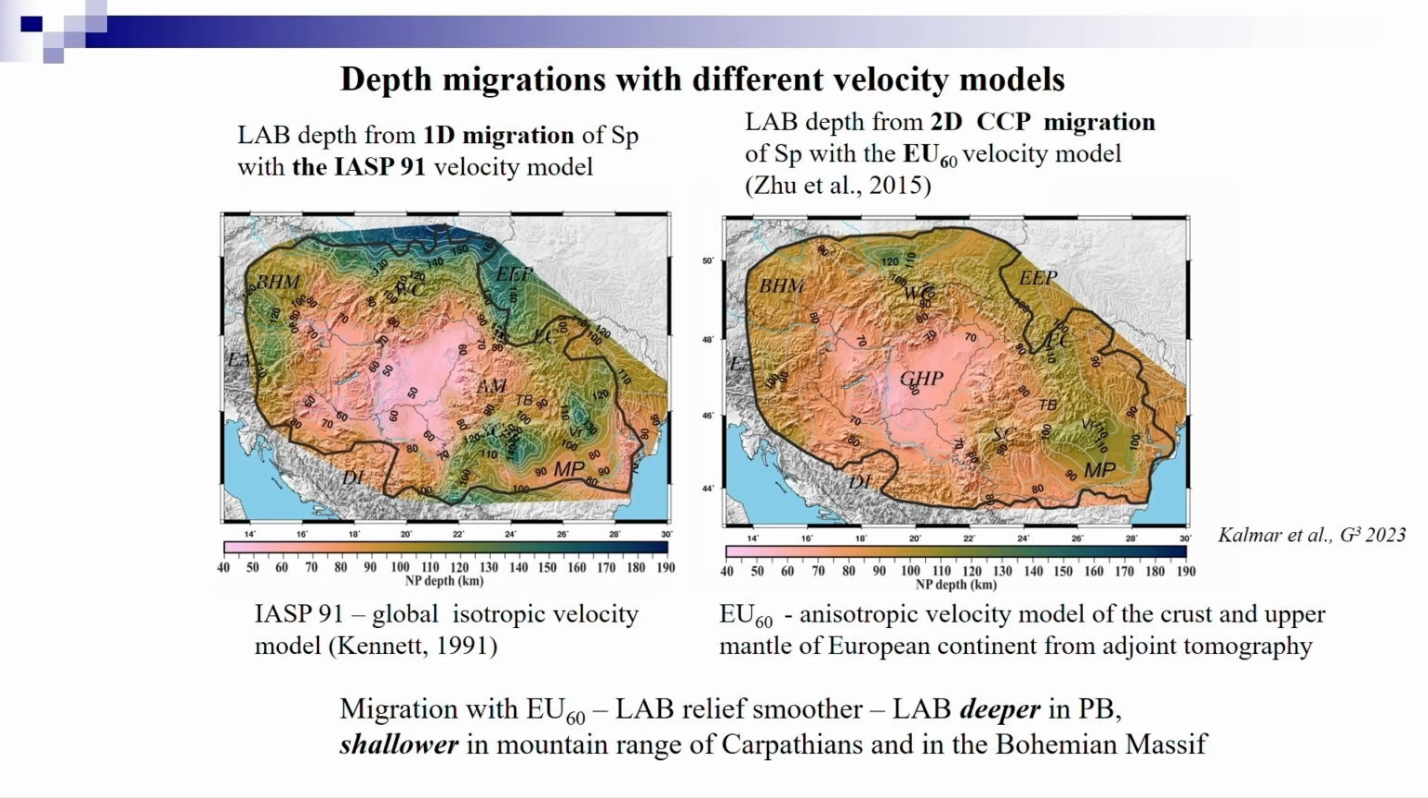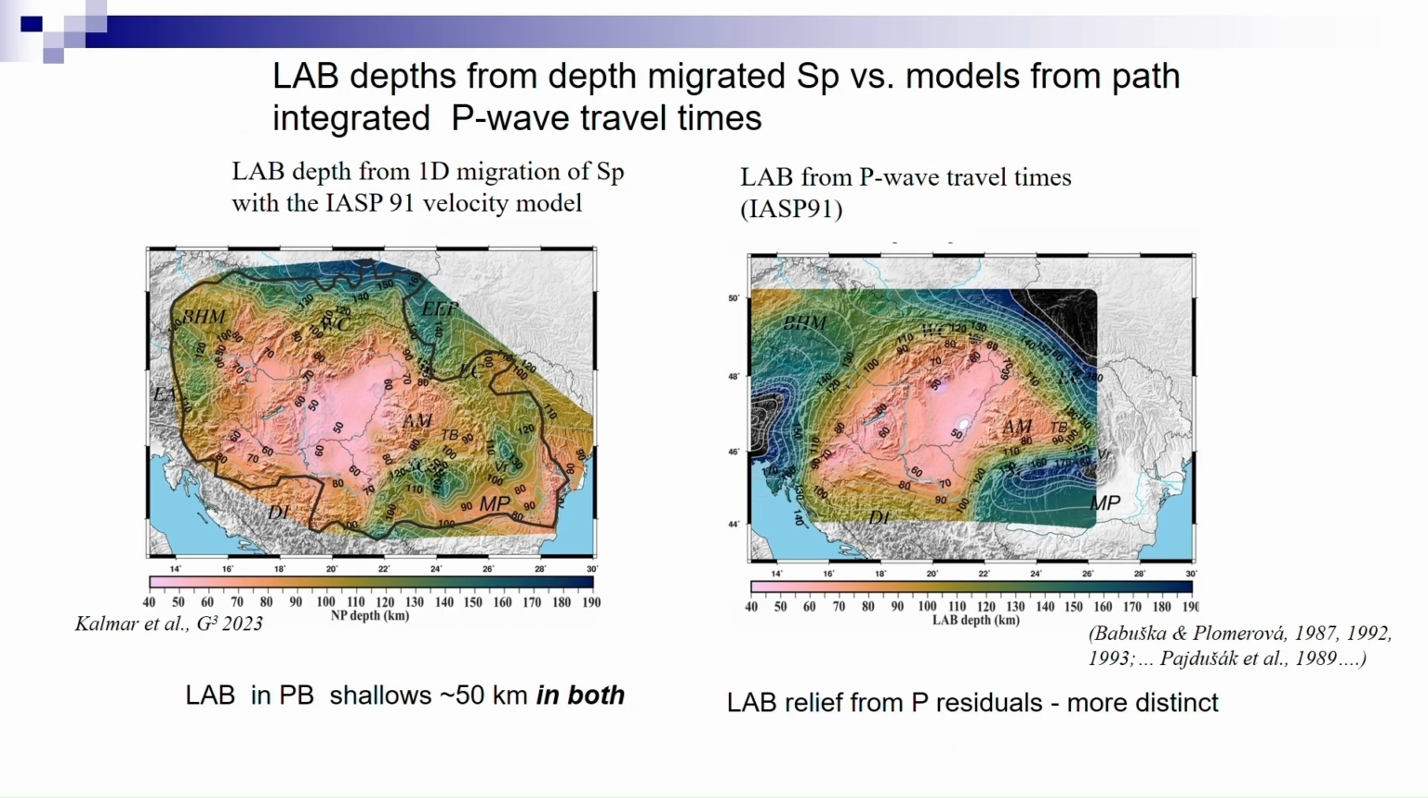This slide shows how two different velocity models, IASP91 and EU60, used for depth migration of the receiver functions can affect the LAB depth. In this comparison, the LAB relief with EU60 is smoother. The LAB is deeper in the Pannonian Basin and shallower in the surrounding mountain ranges and the Bohemian Massif.